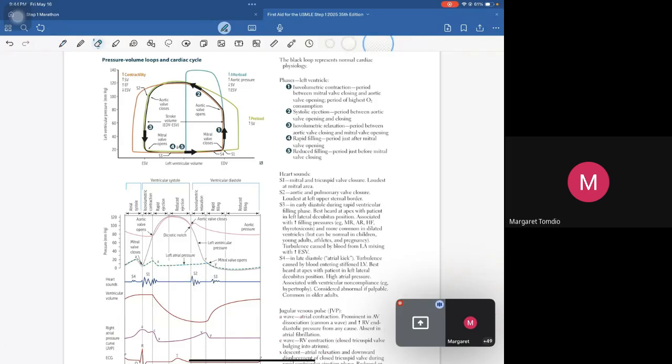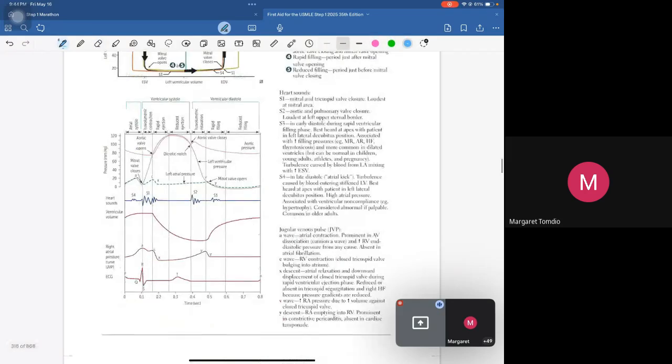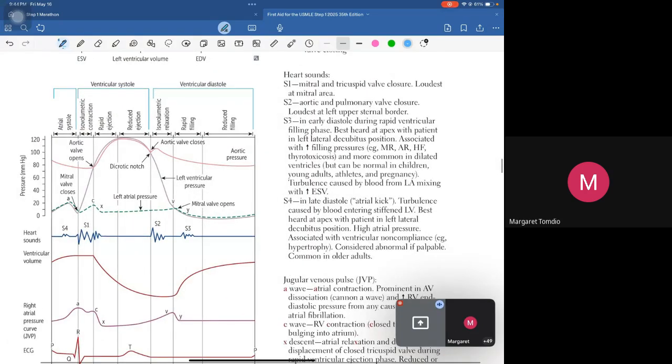And now, if you remember, I told you what the S3 was. So let's focus on the S4 first. S4 was the sound heard during the atrial kick, during the atrial contraction. And if you see here, it correlates so well with the A wave. So whenever there is an A wave, when the atria contract, there would be an S4.